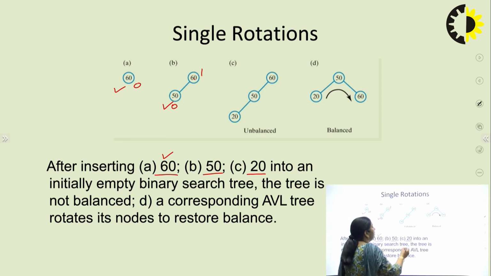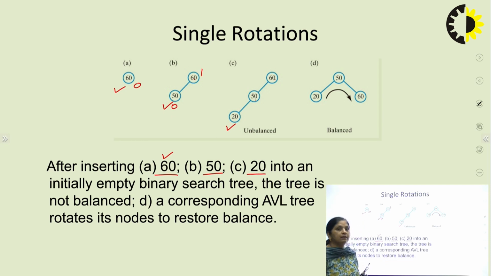So what happened? 20 will be compared with 60. As it is less than 60, we will go to the left side. At the left side, we have the existing left subtree, which has value 50. 20 is less than 50, so we will go to the left side. Now the left side is empty, so 20 will be inserted here. Okay, so we have done the insertion.